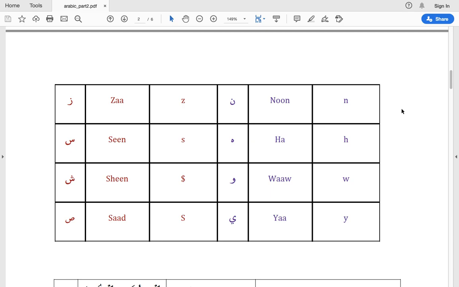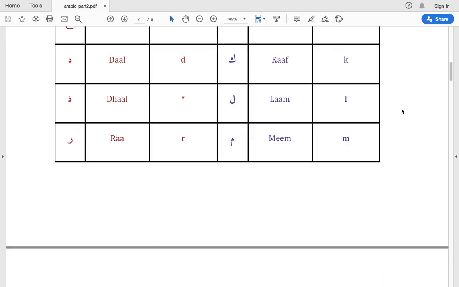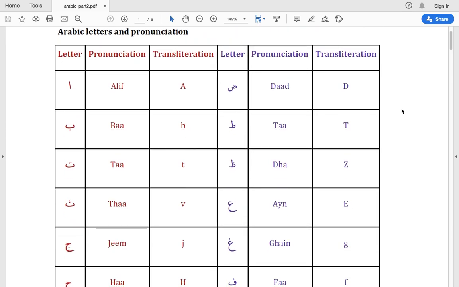Next is Sheen. Next is Swad. Going back up. Next is Dwad. Next is Ta. Next is Dra.